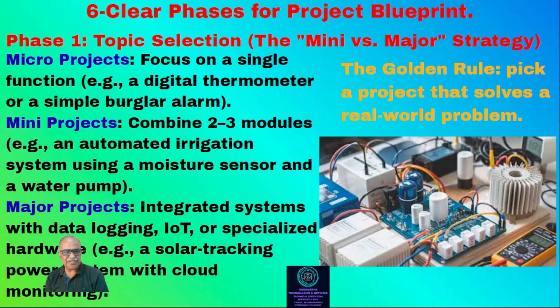Now we come to the major project. Integrated systems with data logging, that is IoT, or specialized hardware. Specialized hardware means what? Mainly communication. I just now showed you a LoRa module. So if you want to do a project with the LoRa module, with the Bluetooth module, or with the RF module, there are different modules available in the market where you can do the project. See that it should be IoT based, a little IoT based and advanced. Okay, so like an example, it is given: solar tracking system, power system, cloud computing.